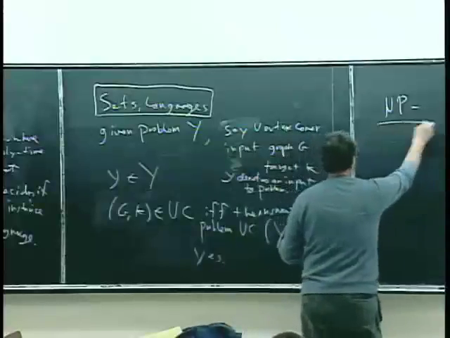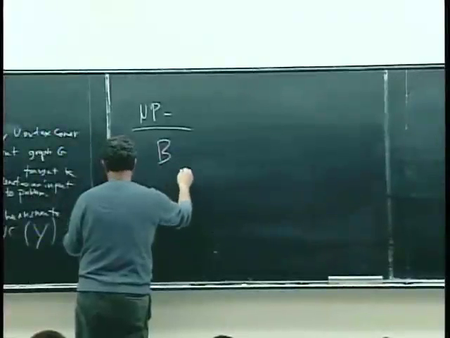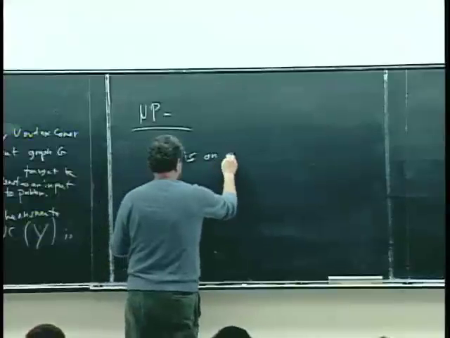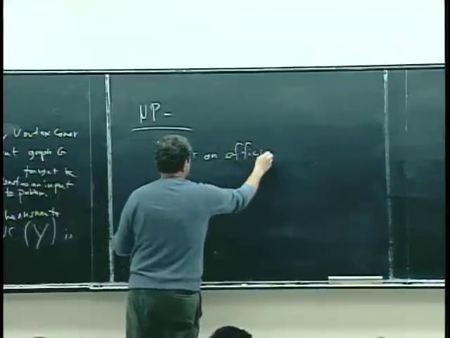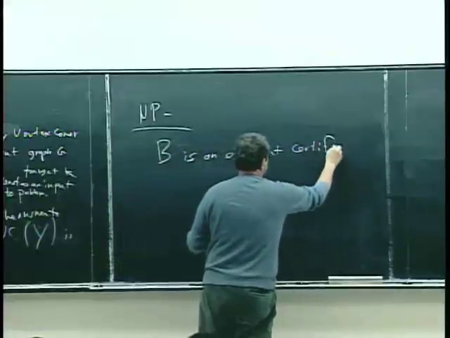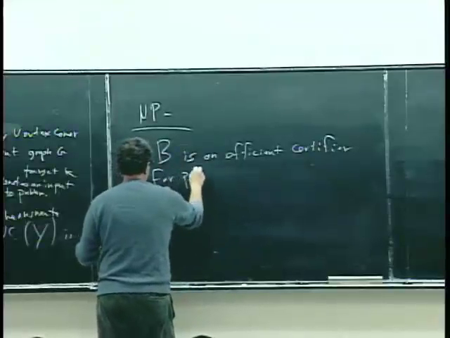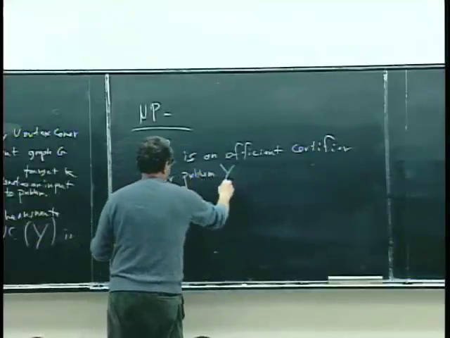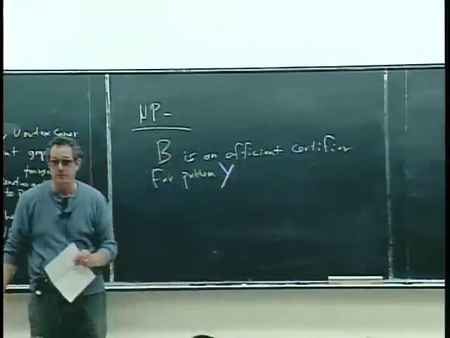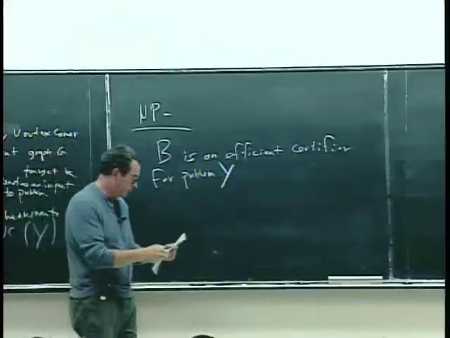I want to define, in order to get to NP, I want to define B, that's an algorithm, is an efficient certifier for problem Y. So Y is again a problem. You can think of it as vertex cover if you like, or whatever problem you like. It's a decision question, decision problem, yes or no answer.